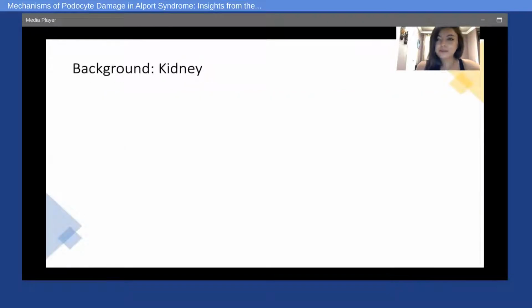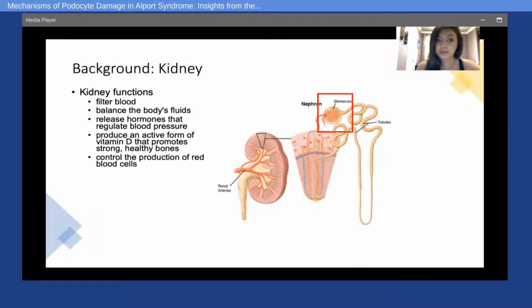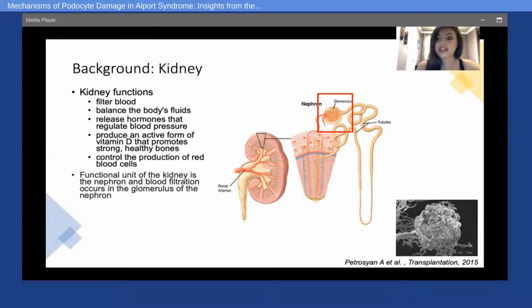I'll start off with a brief background about the kidney. The kidney has many functions. One of its main functions is to filter our blood. The functional unit of the kidney, the part in the middle portion of the drawing, is the nephron. Blood filtration occurs in the glomerulus of the nephron, highlighted in the red square box and as shown in this SEM image. You can appreciate the complexities of this particular structure.